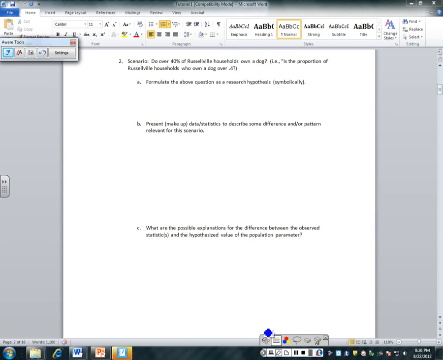Do over 40% own a dog, or is the proportion, again, I wish I had said here, is the population proportion. Okay, that's not working. Well, maybe it's going to work here. Is the population proportion of Russellville households who own a dog over 0.4? So they either own a dog or they don't, and we're talking about proportions. I should word this as the population proportion, or certainly by the time I get to the exam I'll make sure I get that in there. But anyway, it has to be P, the population proportion.